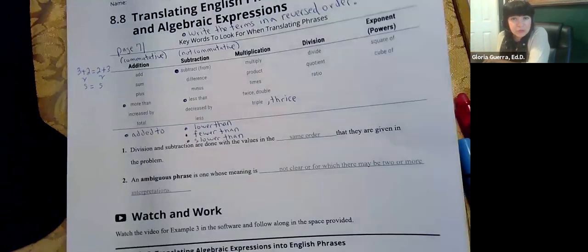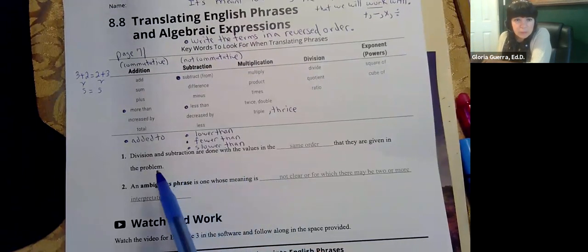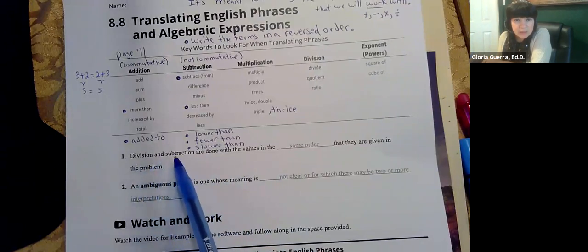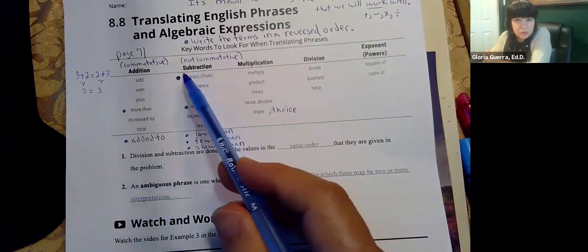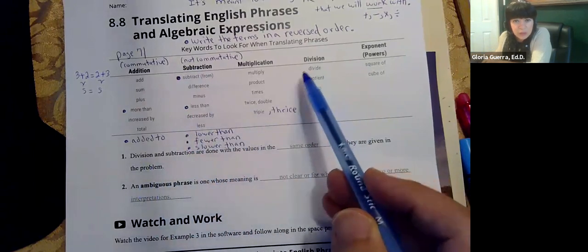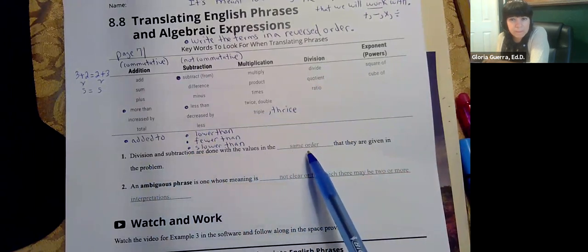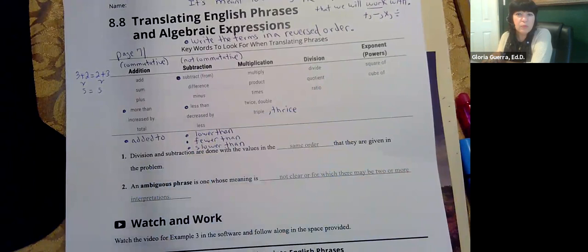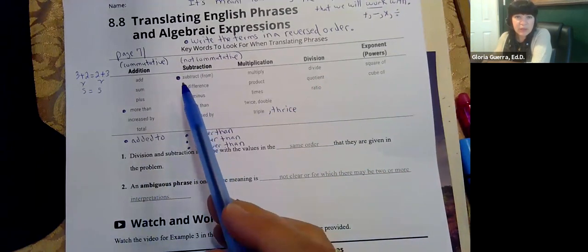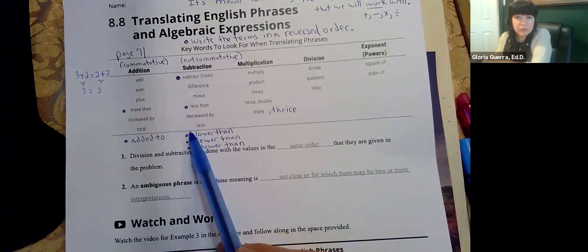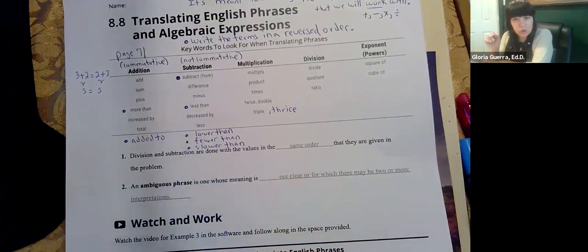And then these last two, let me fill these in. Number one, it says division and subtraction. So here's subtraction, here's division. These are done with the values in the same order that they are given in the problem. Well, I don't think I agree with that 100% because there are some bulleted items like this and this bullet item. These you have to change the order. You have to reverse the order.